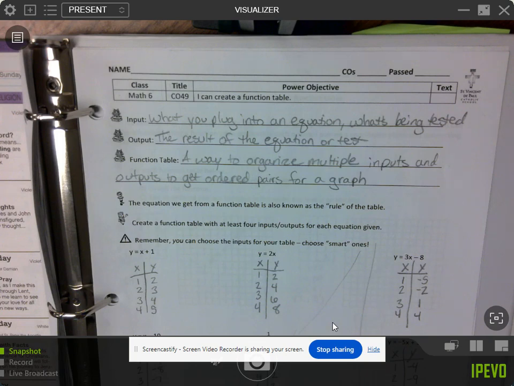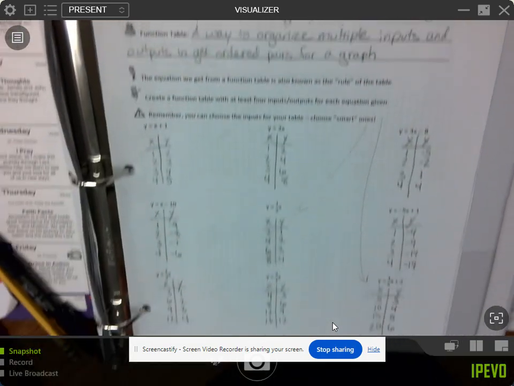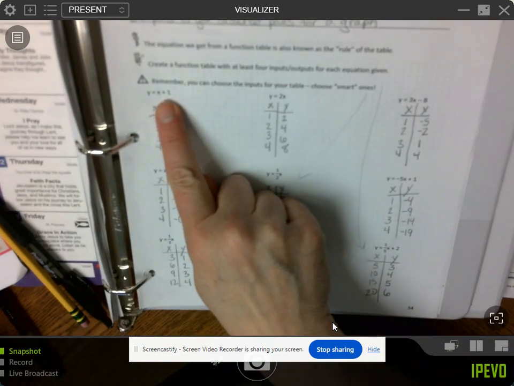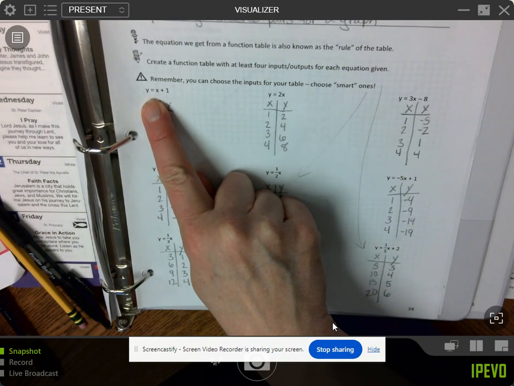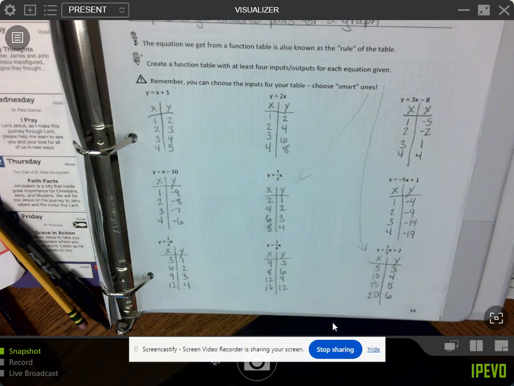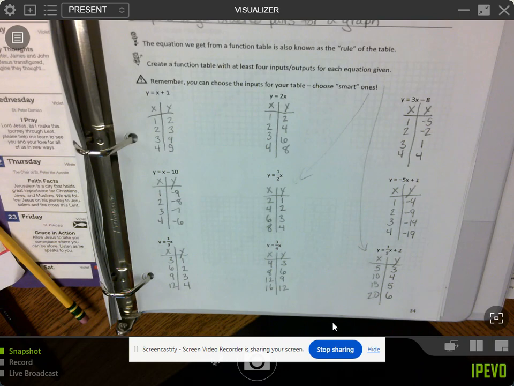Good morning. Today we are correcting CO49, creating that function table. So we're looking at what we're putting in for the X, and the output, what we get out of it, will be what it equals, the Y. So we did some of these together on the lesson yesterday.